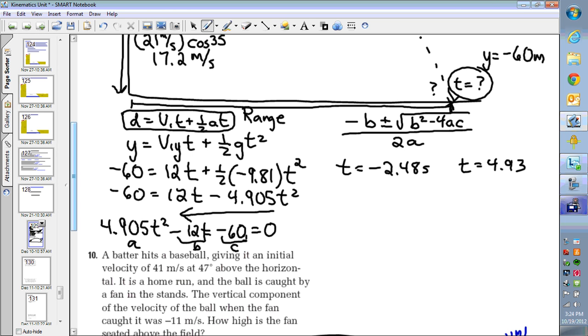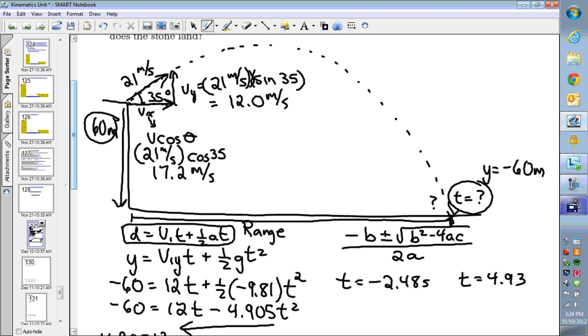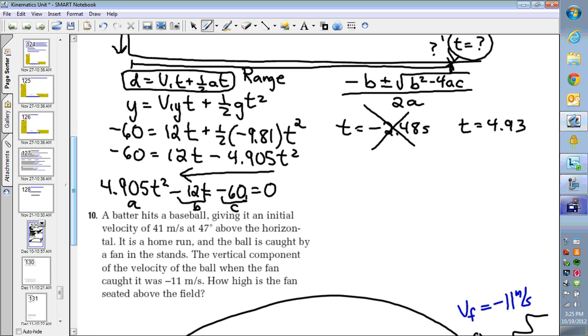So the negative 2.48, all that signifies is if this was launched from the ground at negative time, how long before it was launched. So that's the negative one. It doesn't pertain to us at all. So we don't want the negative in this situation. So the 4.93 is the time we want. That's how long it was in the air.